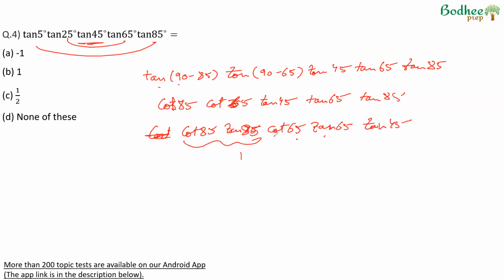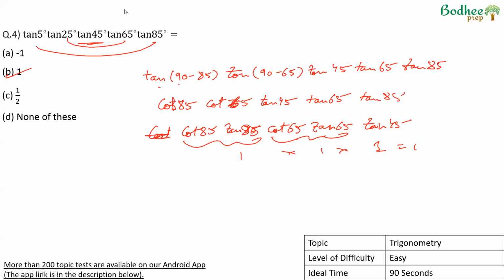So this product becomes 1, this product becomes 1, and this value is 1. 1 into 1 into 1 is nothing but option B, 1. Since all the angles are in the first quadrant, the product will be positive. Again, the question is on the easier side, I would say, about a minute and a half to solve.